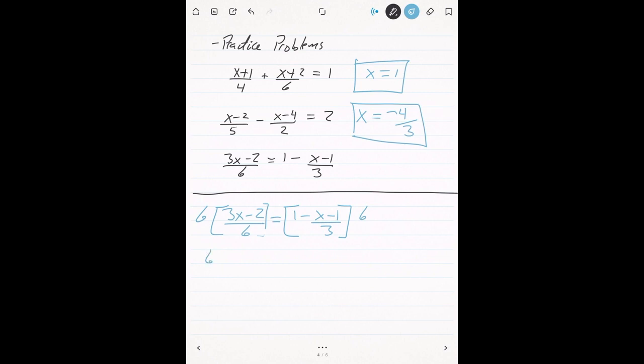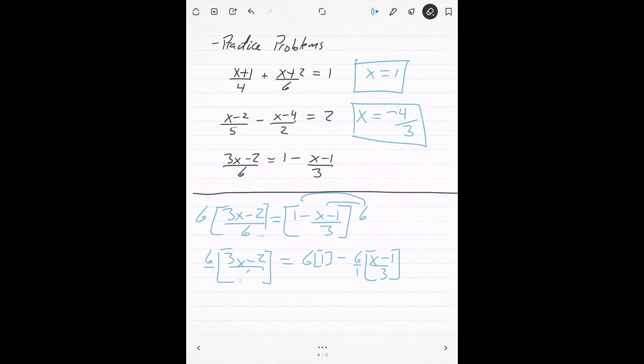So we have 6 times 3x minus 2 over 6. I'm just going to hold off on the actual multiplying for right now, just so we can see how everything is being distributed. And then x minus 1 over 3. You can see I multiplied each thing by 6, and I made sure to also include that subtraction sign because we're going to need it.